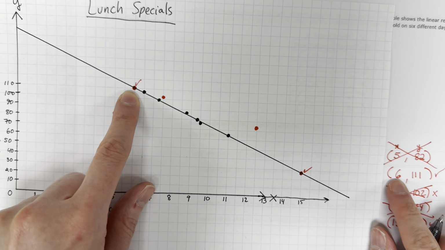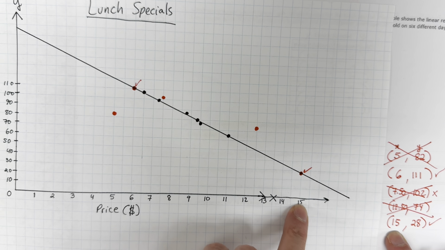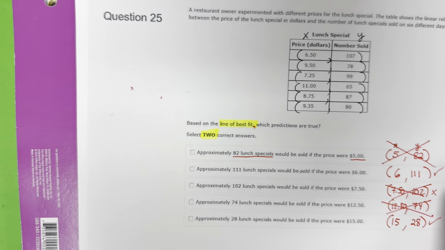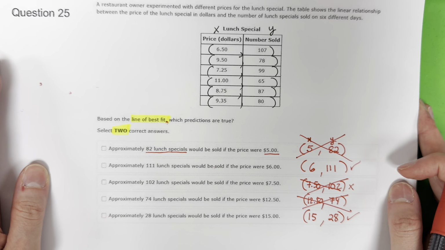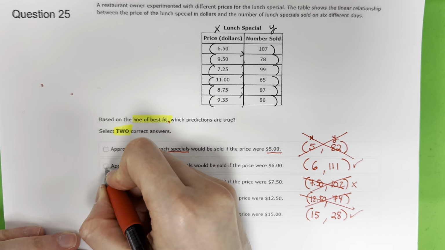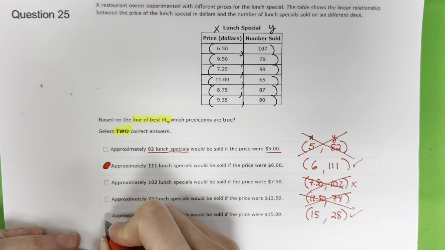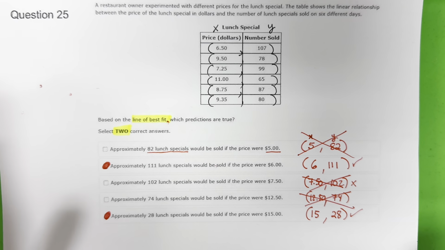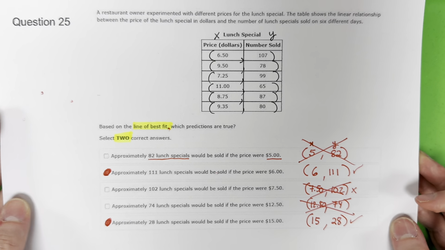All right, so I think we found our answers. Looks like it's 6, 111 and 15, 28. So my 2 answers, remember I have 2, are the second one and that last one. Make sure you pick 2 or you're not going to get full credit.